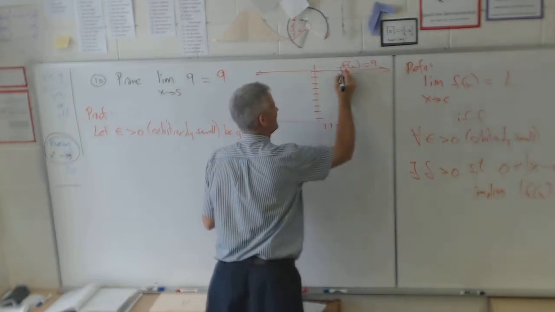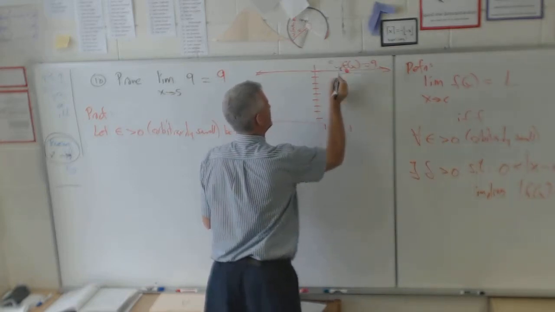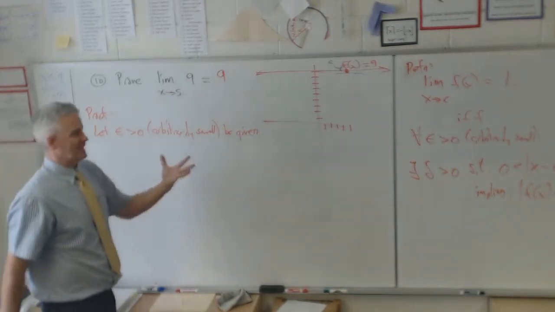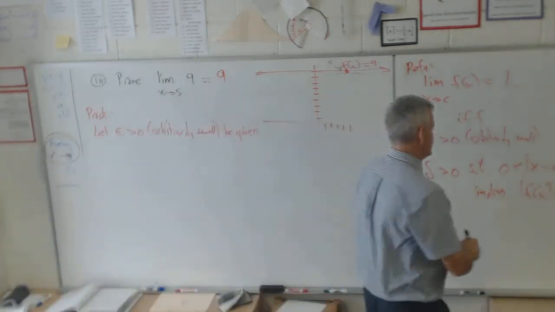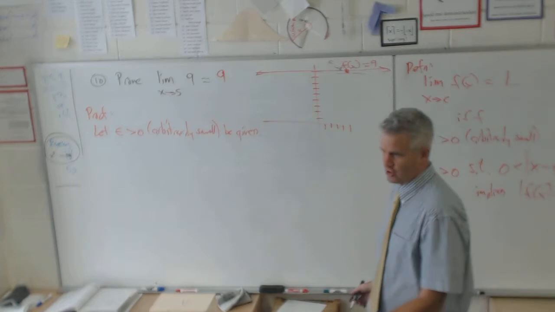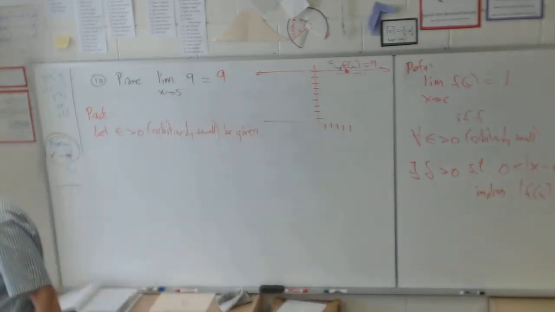Now, this is not to scale. So there's my epsilon, that tiny little distance up and down. They're giving me basically a tolerance for how close the distance between f of x and L has to be. They're giving me a tolerance. What can my delta be? What does my delta need to be?